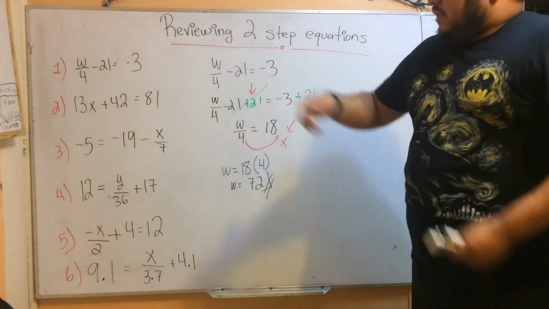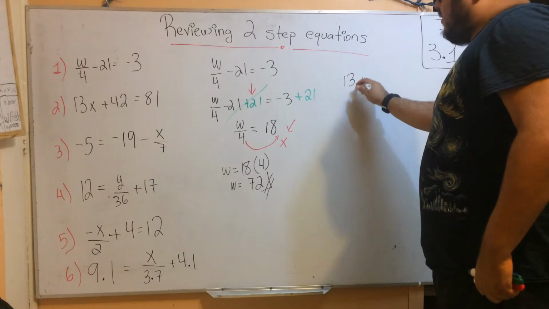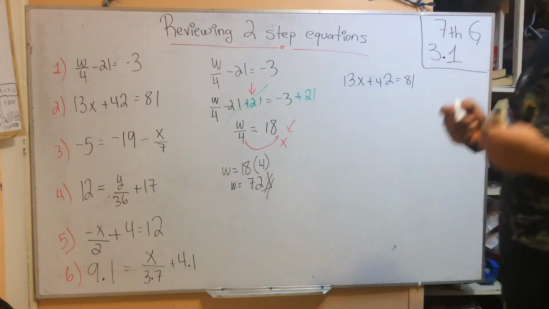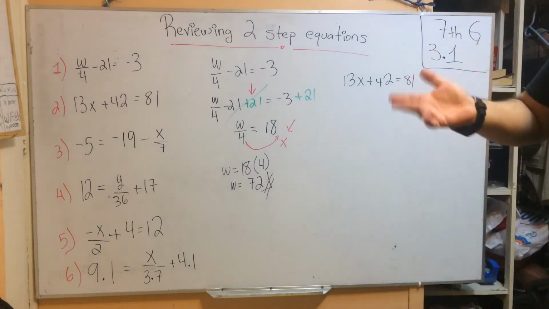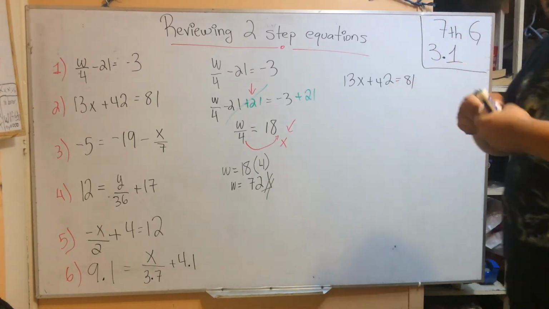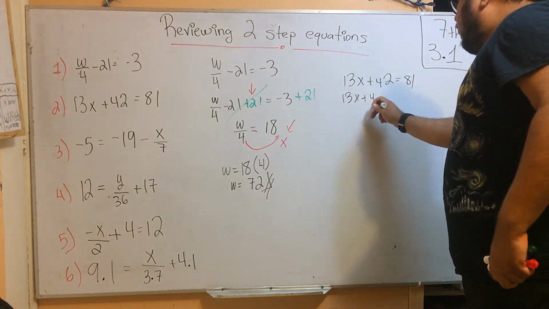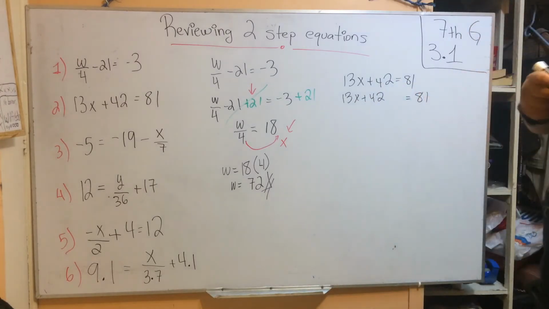Let's do number 2. Number 2 says 13x plus 42 equals 81. What do we do first? Here we have 42 positive. So we do the same procedure on both sides so that we can continue with the balance. So we would have 13x plus 42 equals 81. And remember, what we do on one side, we need to do on the other.